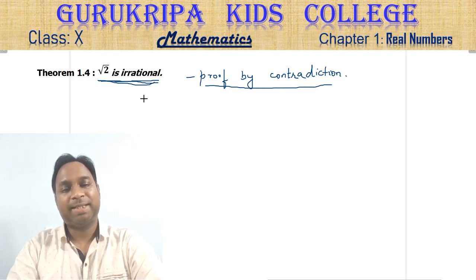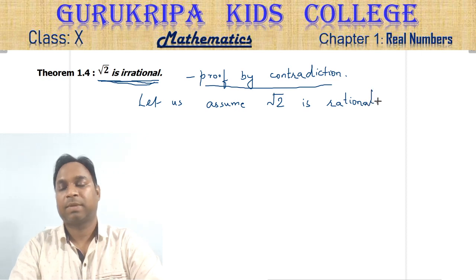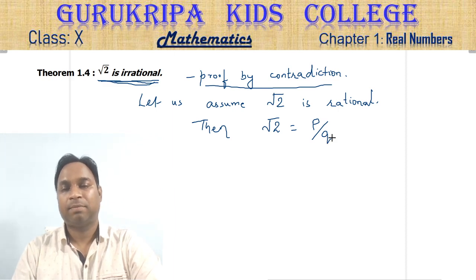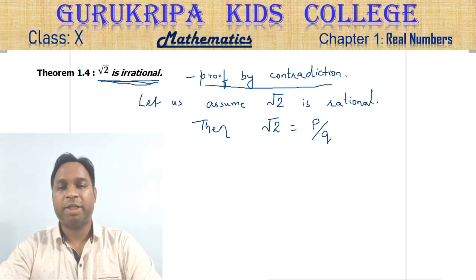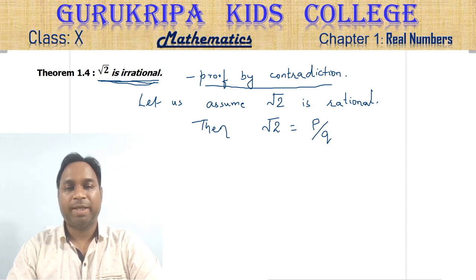Proof by contradiction means let us assume, we are assuming now, that square root 2 is rational. If square root 2 is rational, then we can write square root 2 equal to p divided by q. Any rational number can be written in this form, so we have written square root 2 also in this form. Okay.